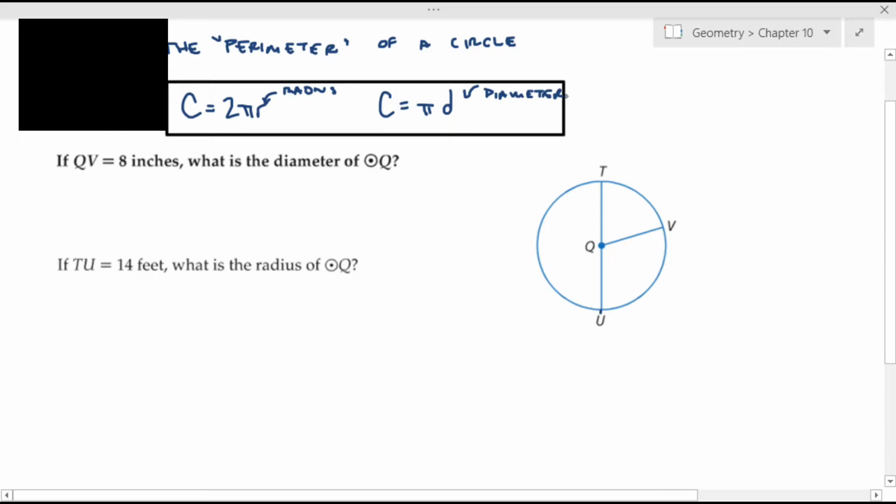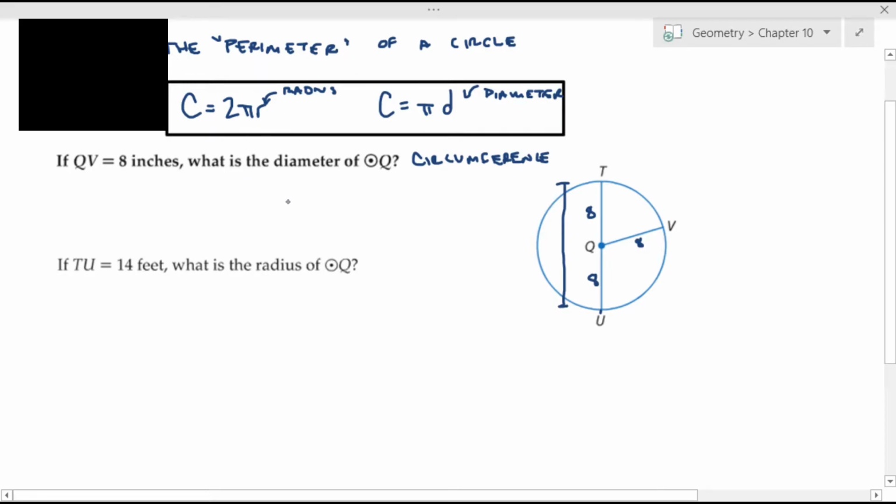Okay, so if QV is 8 inches, what's the diameter? And we're also going to find the circumference. For this, we're going to use this drawing right here. It tells us that QV is 8. So what is the diameter? If the radius is 8, then all of the radii are 8. So QT would also be 8 and QU would also be 8. So all of this distance is going to be 16.